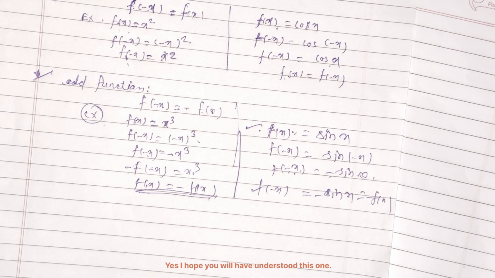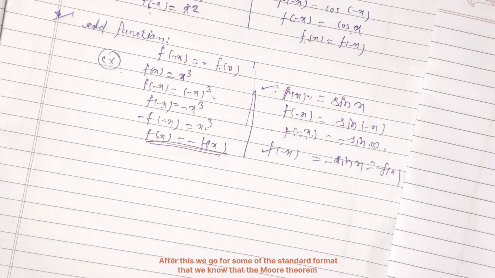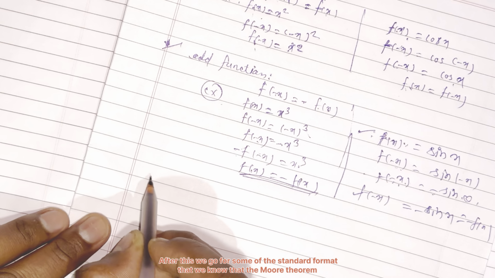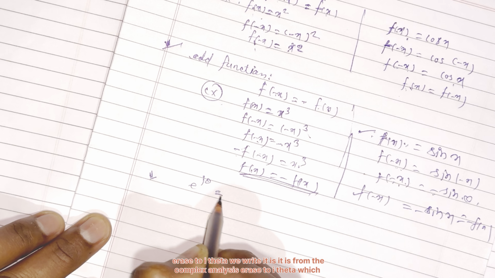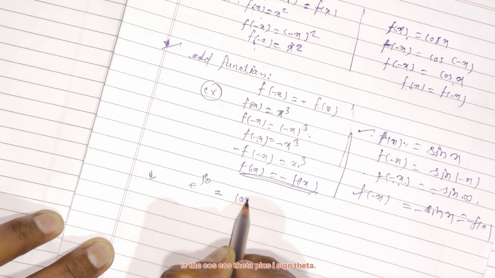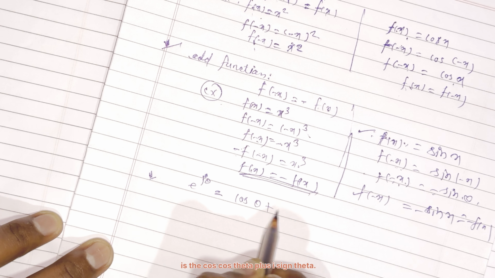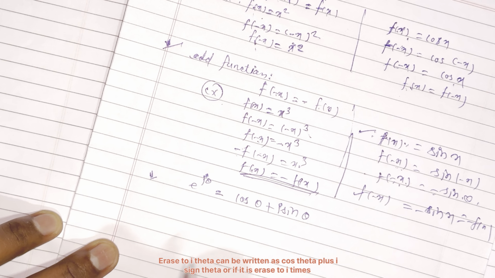I hope you all have understood this one. This is just the even and odd function we need to know. After this we go for some standard formulas. We know De Moivre's theorem, from complex analysis: e raised to i theta is cos theta plus i sin theta.